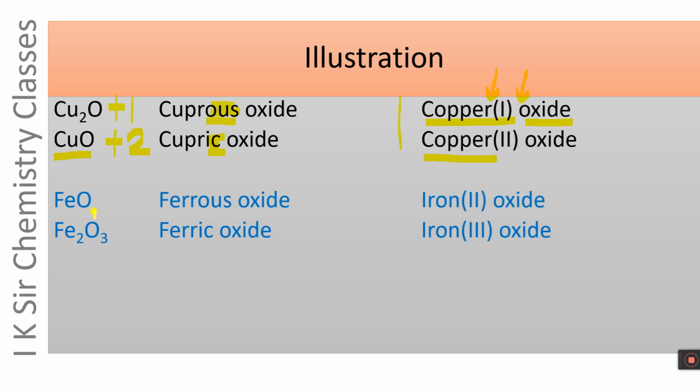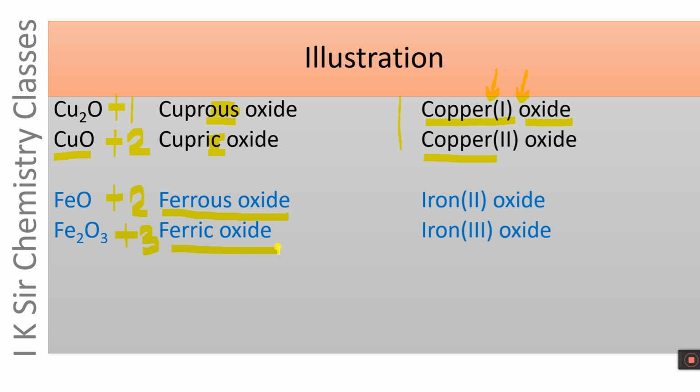Another example, iron forms two oxides, FeO and Fe2O3. The oxidation number of iron in FeO is +2, while that in Fe2O3 is +3. Accordingly, the name of FeO will be ferrous oxide, while that of Fe2O3 will be ferric oxide.